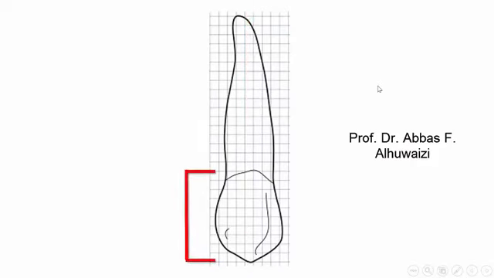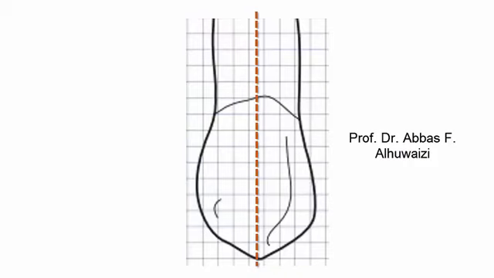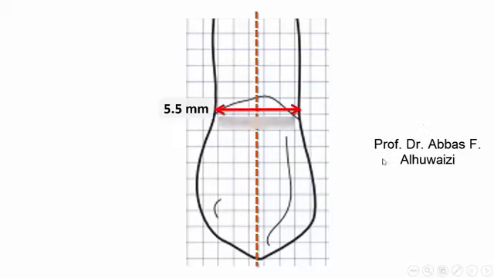The length of the crown is 10 millimeters and the length of the root is 17 millimeters. The width of the tooth at the cervical area mesiodistally is 5.5 millimeters. The width of the crown at its widest area is 7.5 millimeters.